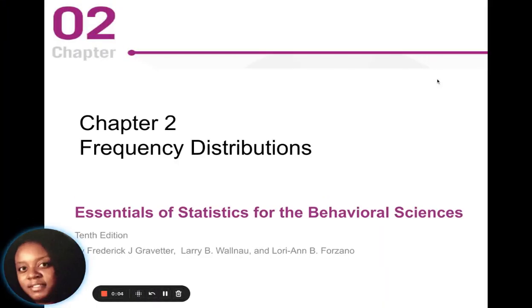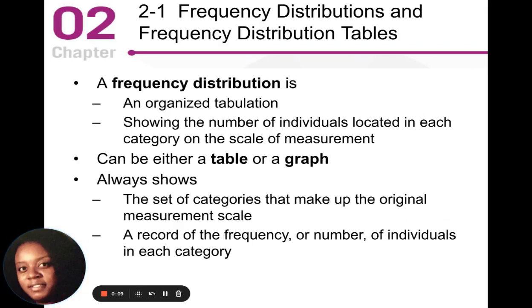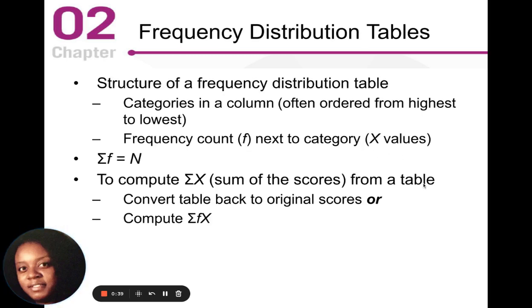Okay, so chapter 2 is all about frequency distributions. A frequency distribution is an organized tabulation of information that shows the number of individuals located in each category on a scale of measurement. Frequency distributions can be displayed as either a table or a graph. These distributions always show a set of categories that make up the original measurement scale, and a record of the frequency, or number, of individuals in each category.